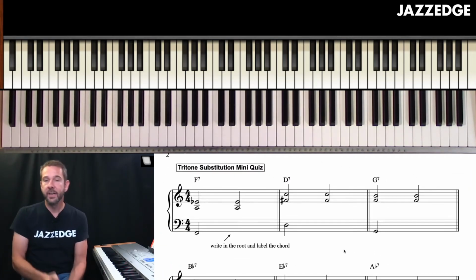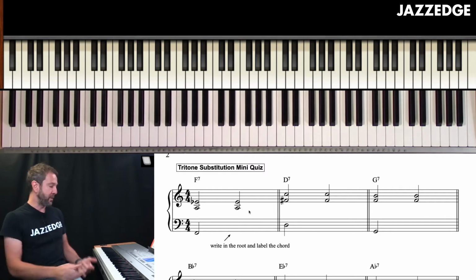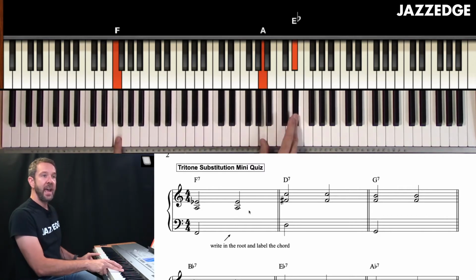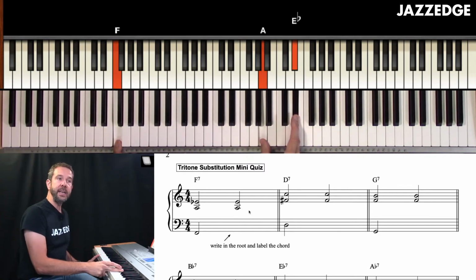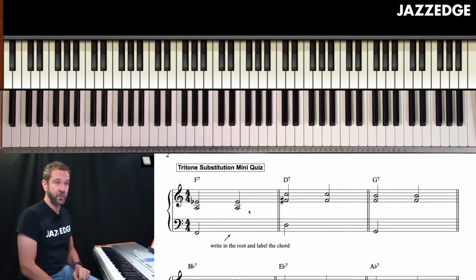Here's another mini quiz. This one now is a tritone substitution mini quiz. All right, so the first chord that I have here is F7. Well, now, what is the tritone? Where would I go in the left hand in my tritone, and what would that chord be? I'm going to help you on this first one, okay?